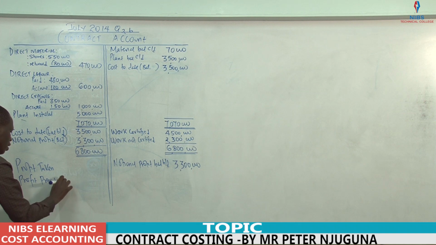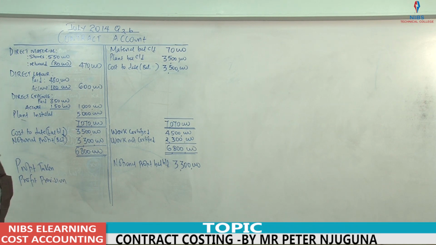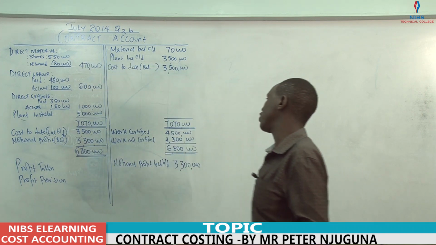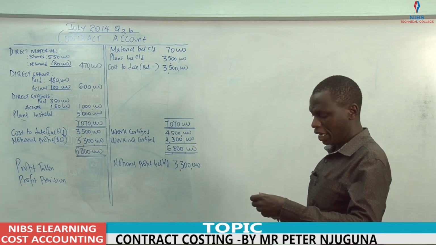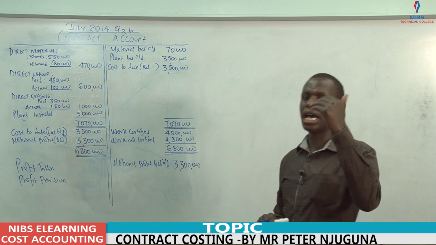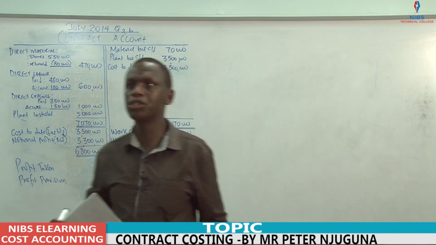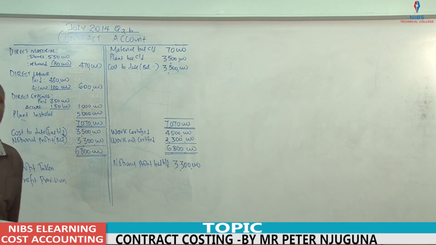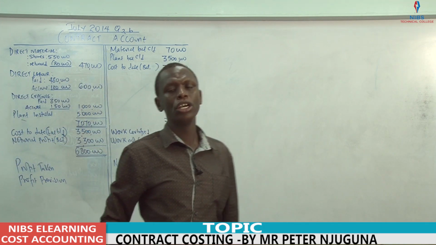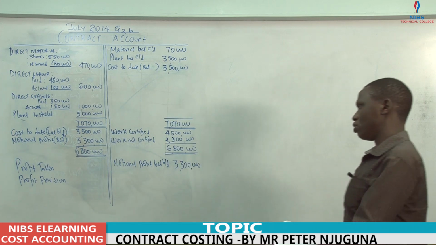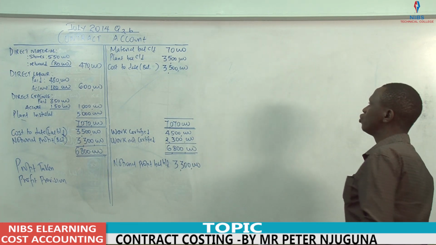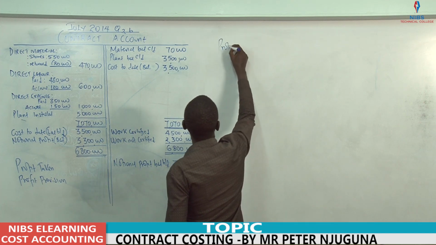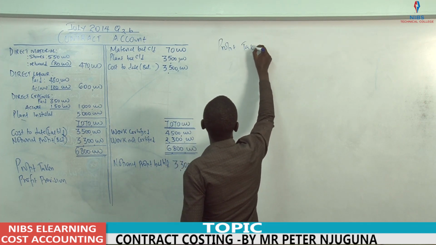Now, we have two methods of recognizing profit, and I told you this. It is clearly in our notes: in case the question is not clear on the method of recognizing profit, you use the 2/3 rule method. Now the 2/3 rule method, profit taken.